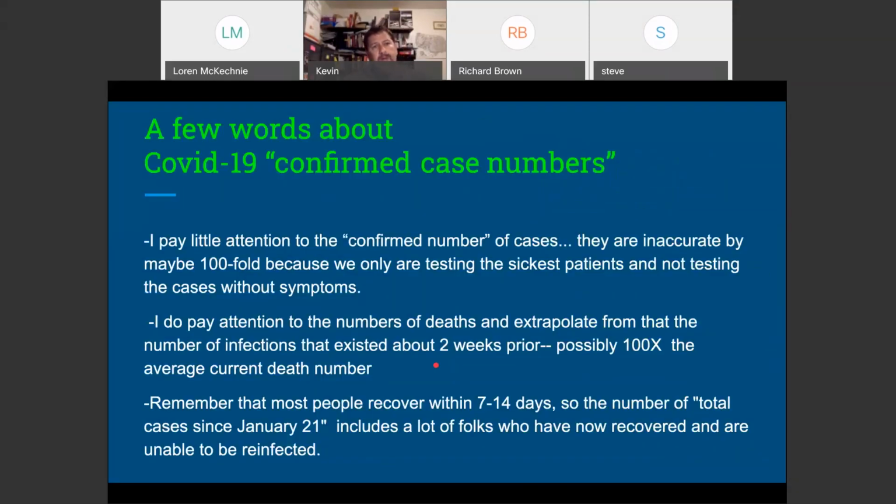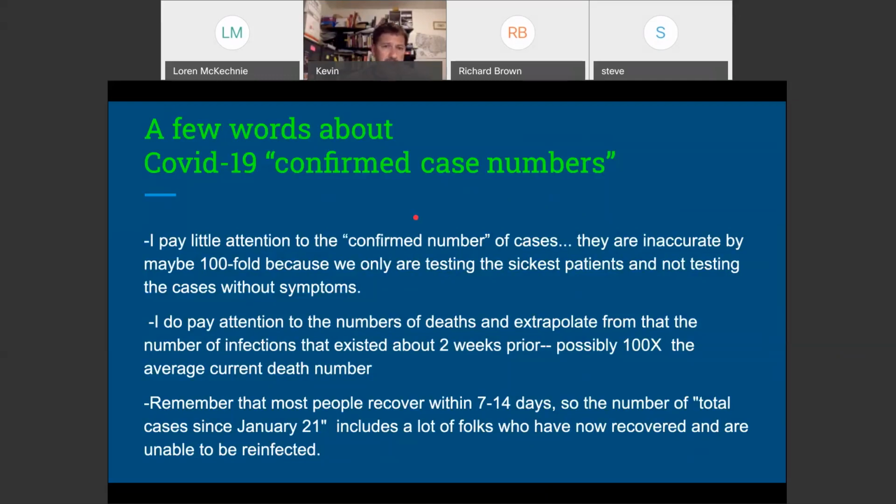I wanted to talk really briefly about what you're reading in the news about these confirmed case numbers. I pay very little attention to how many confirmed cases we have because we're only testing people who are sick, the sickest of the sick in the ICU. And how many hundreds of people are there walking around with this virus with no symptoms and maybe with mild symptoms? We're not testing them. We're not able to test them because we don't have enough tests. We don't have enough personal protective gear to do that. And everyone's being quarantined anyway. The reason for testing people is to put them in quarantine, and we're already quarantined.